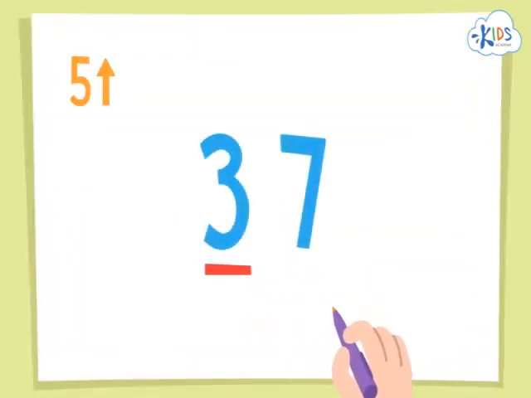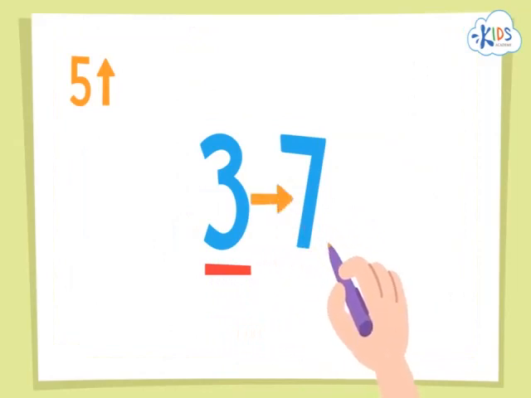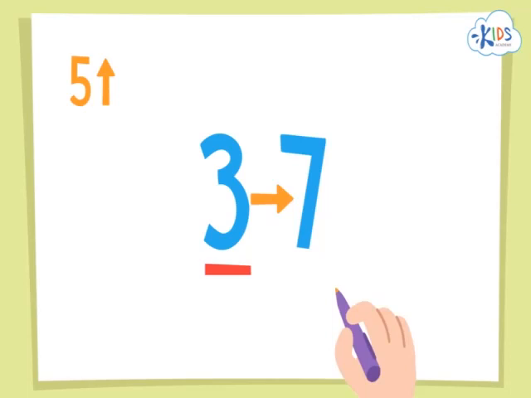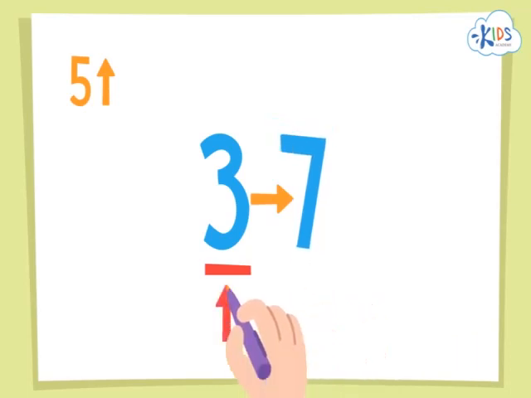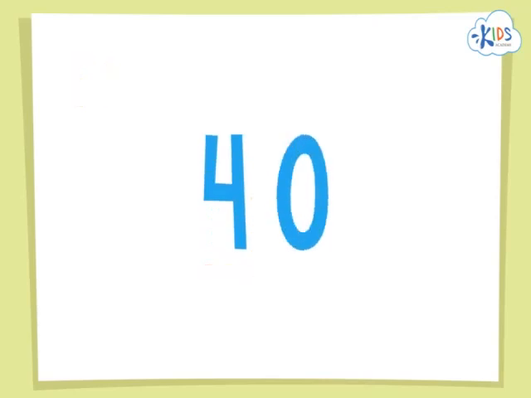But for 37, since we're only rounding to the tens, we'll have to look at the number in the ones place. Since that number is a 7, we're going to round up because 7 is greater than 5. We'll round 37 up to 40. You round the number in the tens place and make the number in the ones place a 0.